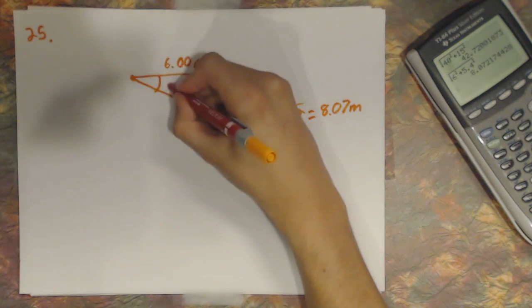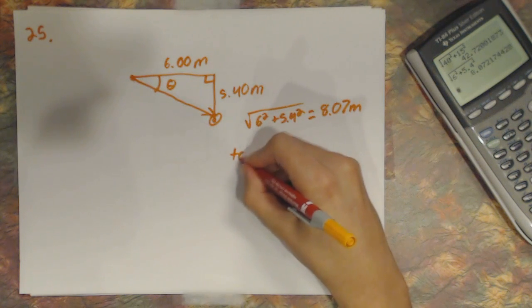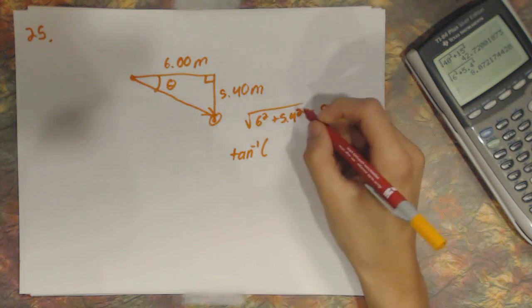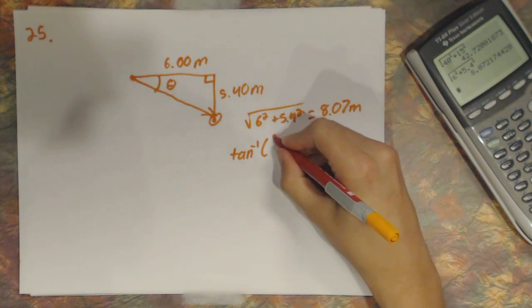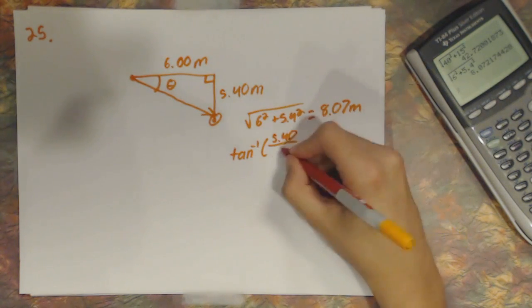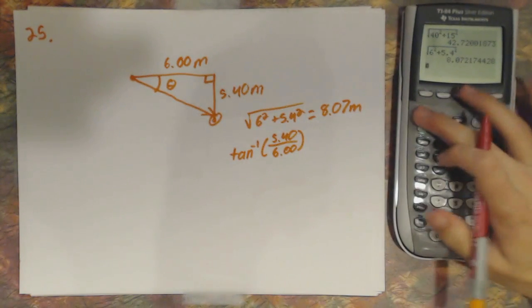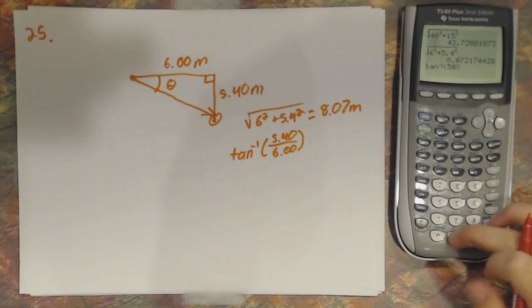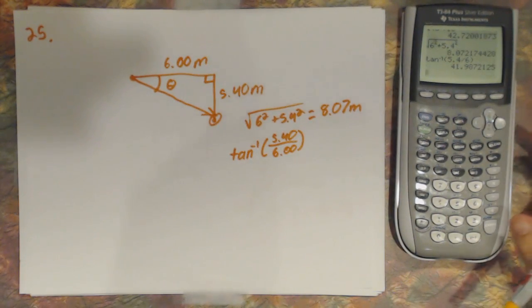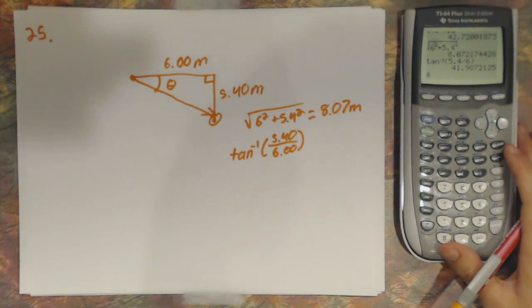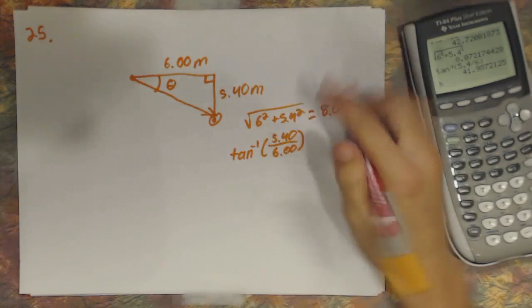And then to find the angle, we're going to use the inverse tangent. So the inverse tangent of the opposite over the adjacent, so 5.40 over 6.00. This will give us our angle, 5.4 over 6. And we're going to get 41.98 degrees. I'll call it 42 degrees.